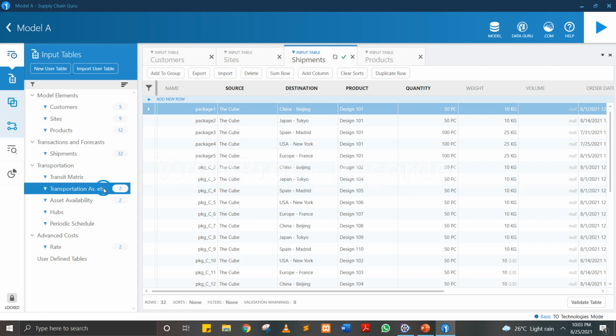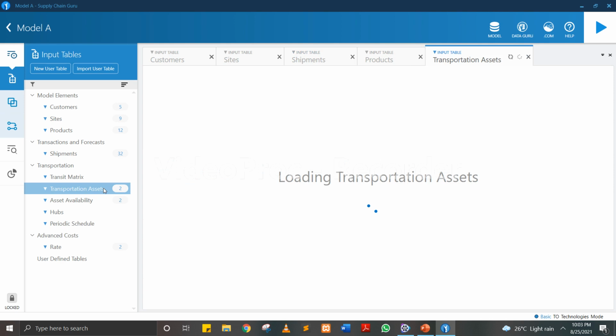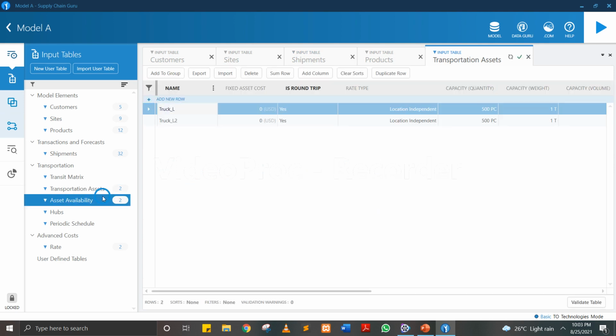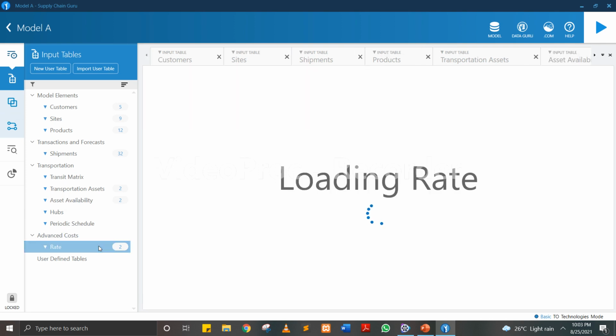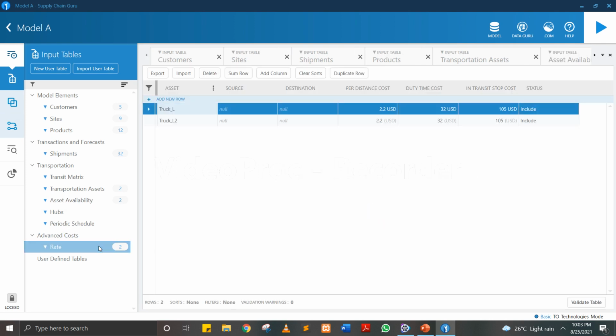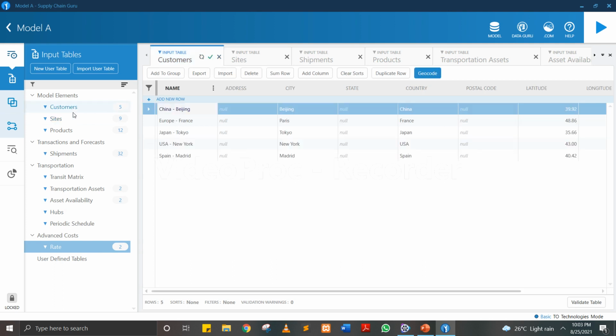table. In the transportation assets, they own the trucks, with the asset availability to which unit and which site, such as if they belong to the Cube, and the rates for each available transportation asset are mapped here. As you can see, the customers, sites, products, shipments, transport assets, asset availability, and rate tables are populated for this transport optimization under the given case study. With that data, let's run the system.